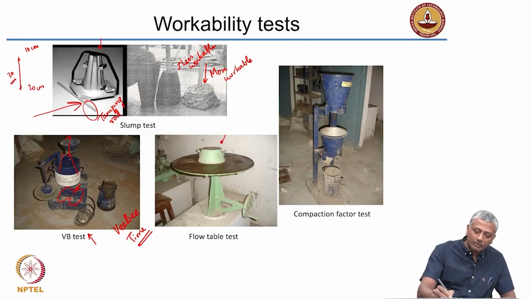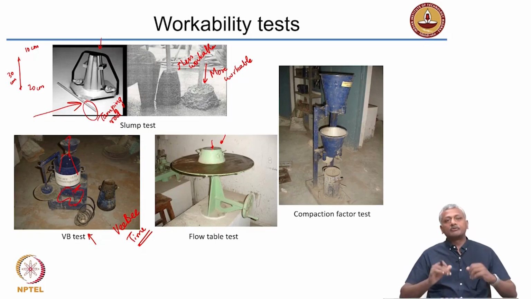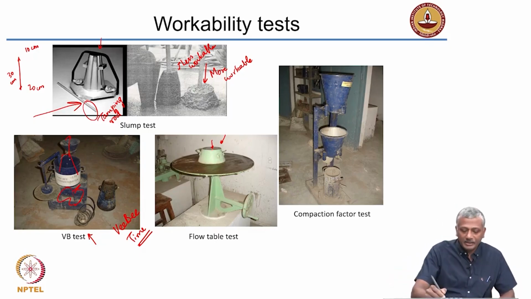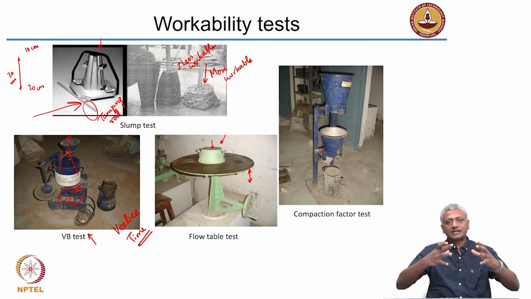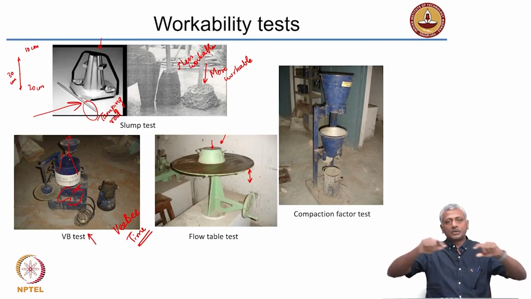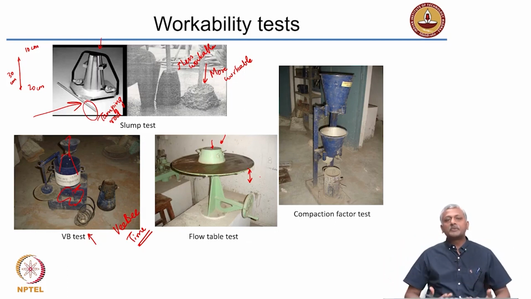So, here you put your concrete inside this frustrum of a cone, lift that, and then you have this table which is jolted up and down a certain number of times. Okay, what will happen because of this jolting? The concrete will get vibrations and it will start spreading out. Then you measure the total spread of the concrete, and that spread is basically called the flow table spread. Okay, it is usually measured in millimeters.